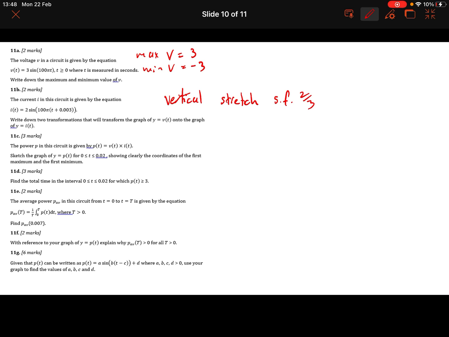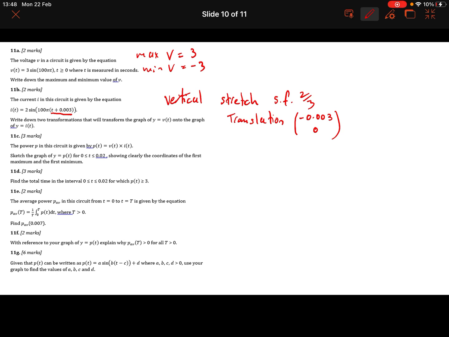And then we've also got this bit here. Now this is inside the bracket, and it will be a translation. Which way? Up or down, left to right? Well, it's inside the bracket, so it's going to be left to right, and it's going to be the opposite of what you think. So the vector is going to be (-0.003, 0). I would have accepted something like moves to the left 0.003. So please try and remember that. These ones inside the bracket go the opposite direction of what you think. Okay, so B was okay.